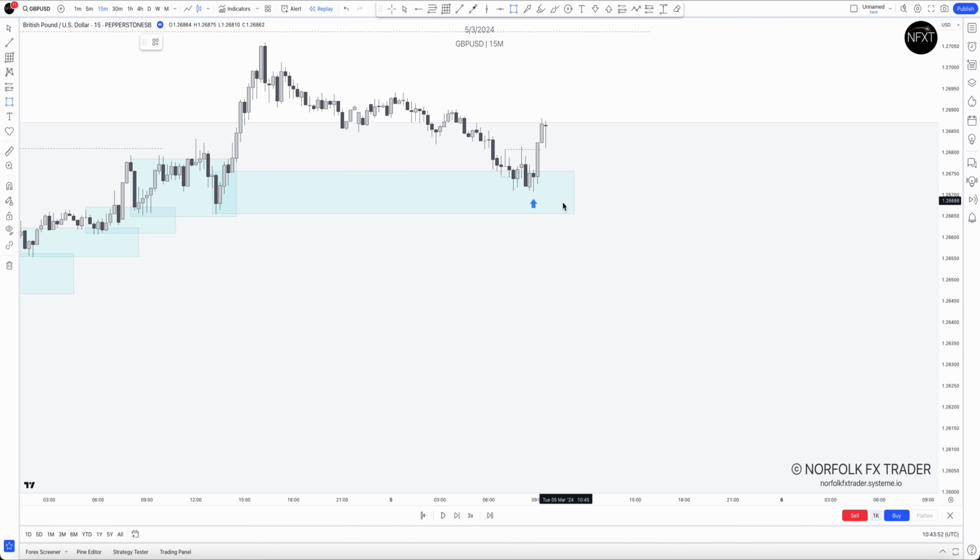As soon as I see this, I can mark this out. This is my low here. So I can mark this out as an area of demand. Now, I think this is the spread betting Pepperstone platform, whereas I normally do my analysis on this standard one. But we'll see if price comes back to this zone.